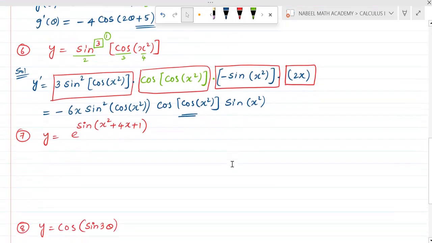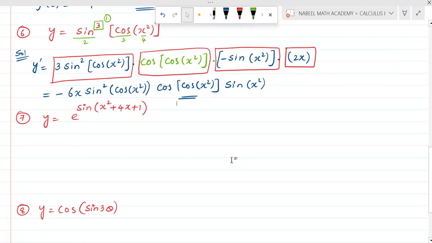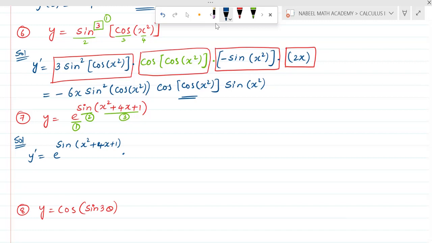Now let us go to the next question. Here we will have how many functions? Number one is e, number two is sine, number three is the inside function. So how will you differentiate? This is number one: y prime is equal to e to the power x, which is e to the power x. E is over. Now into, what about the next one? Sine differentiation is cosine, cosine of x square plus 4x plus 1. Cosine is over. What about the inside, which is equal to 2x plus 4?